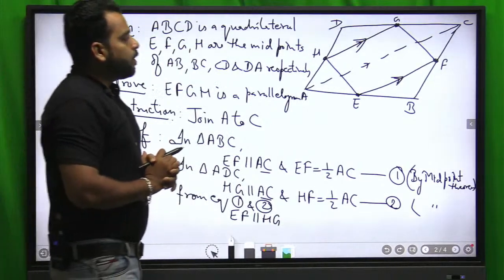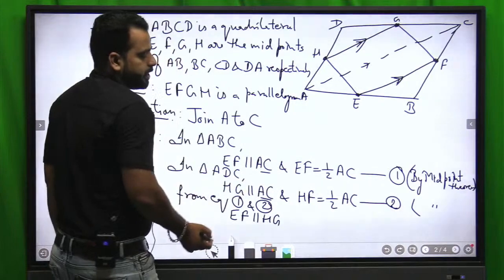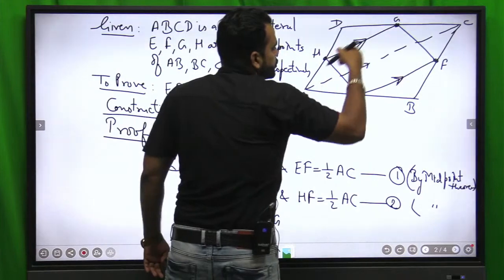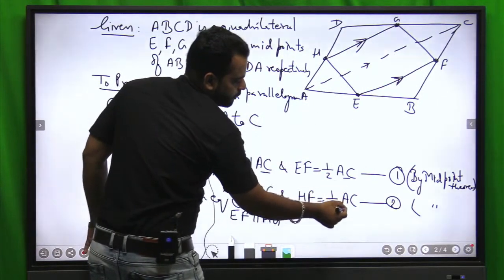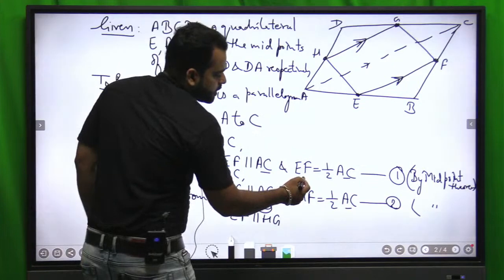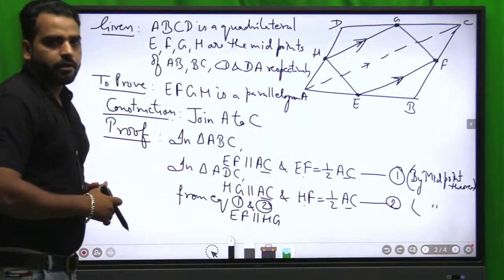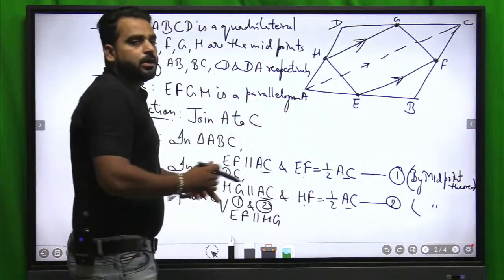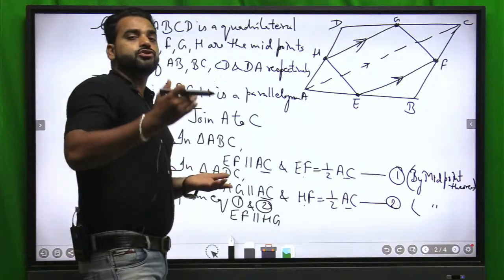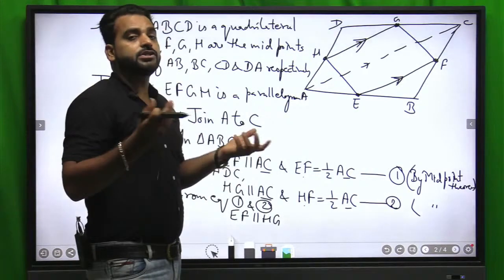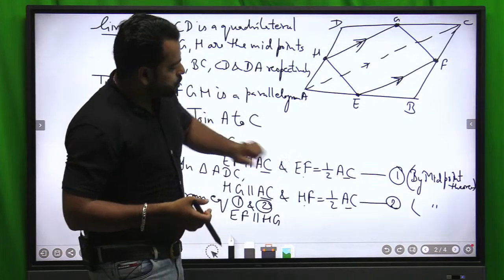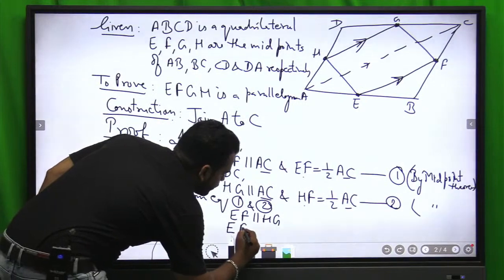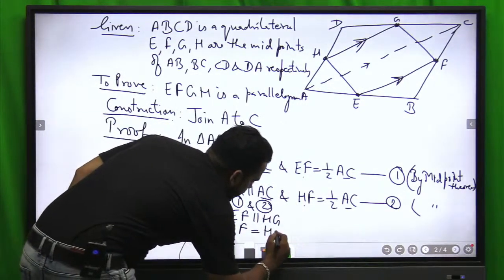Okay. Now from these two equations, we can see that EF is half of AC and GH is also half of AC. Look there, half of AC, half of AC. That means EF is also equal to HG. When the right sides are equal in the two equations, the left sides are also equal. For example, if A equals 2 and B equals 2, then A equals B. Similarly here, these two are equal. So we write EF equals HG.